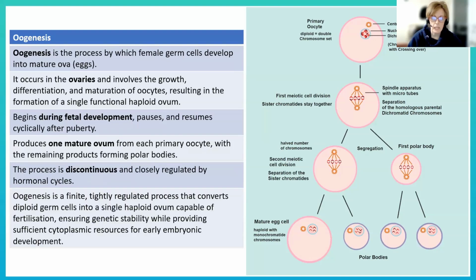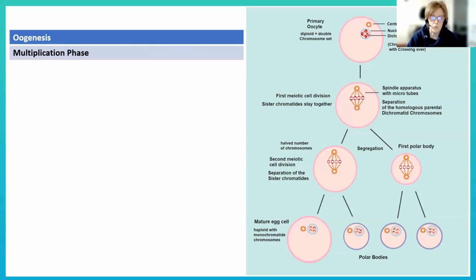So it's a finite process, and it's really tightly regulated. It converts these diploid germ cells, the original starting cells which have 46 chromosomes, into haploid eggs or ovum, which are then capable of being fertilized by a sperm. This ensures genetic stability because we've got the haploid number, and there should also be sufficient cytoplasmic resources, so a big cytoplasm, for early embryonic development. Once the egg and the sperm have fused, that's called a zygote. It's going to develop into a fetus, and to start with it develops into an embryo where you make copy after copy of that original cell.